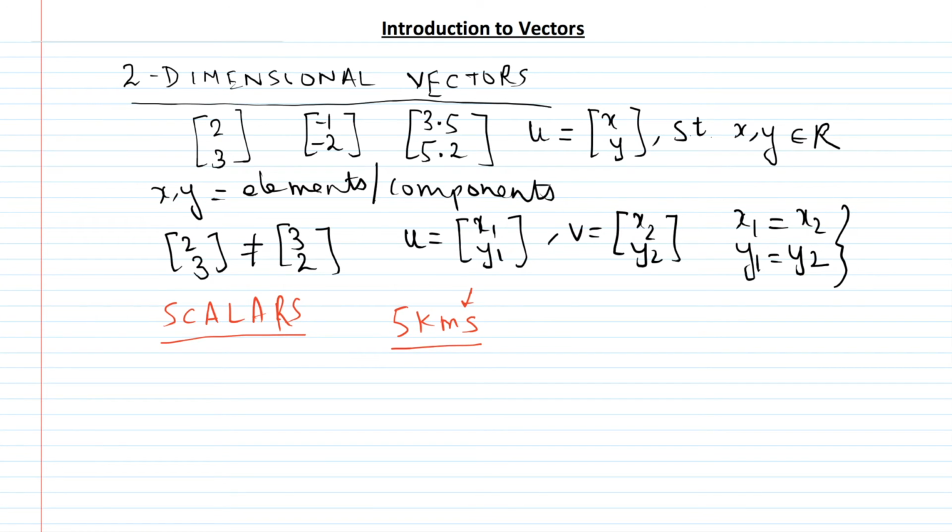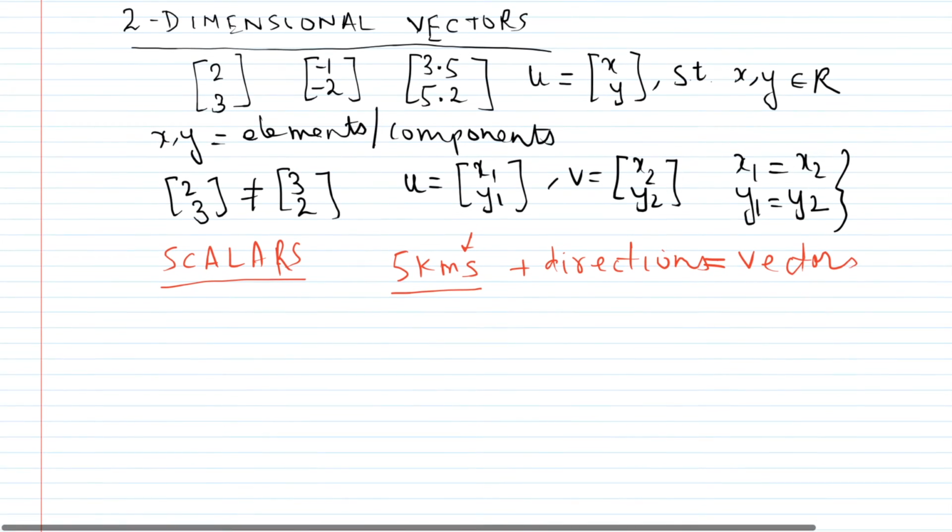But if you say that you went for a walk today and you walked for 5 kilometers, and let's say you walked in a straight line from your home to your friend's home, so now you have a direction involved with 5 kilometers. So that quantity, 5 kilometers plus the direction, this thing will be a vector. And vectors are represented by an arrow in the two-dimensional Cartesian plane.